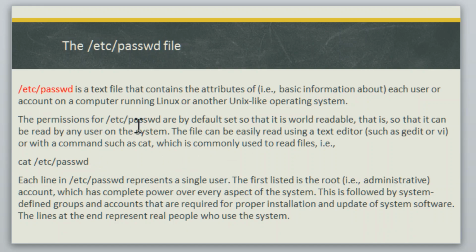The permissions for /etc/passwd are by default set so that it is world readable, meaning that it can be read by any user on the system. The file can be easily read using a text editor such as gedit or vi, or with a command such as cat, which is commonly used to read these files. That's how I typically look at these files, through cat. Or if I want a little bit better output to look at, I'll use vim.